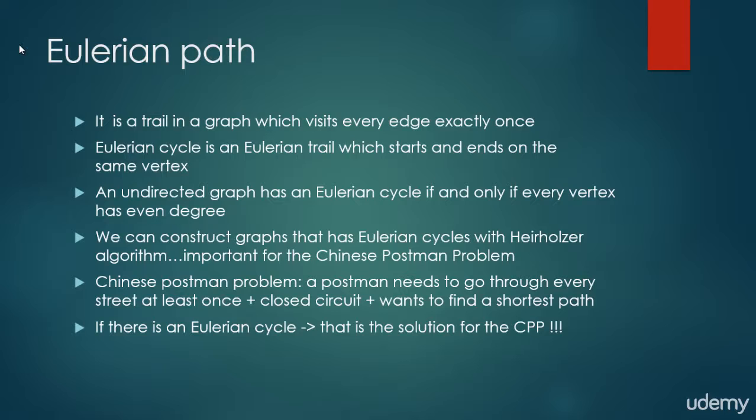So why is the Hamiltonian cycle important? Because we can reduce the traveling salesman problem to finding the Hamiltonian cycle. And why is it important to solve the Eulerian path? Because we can solve the Chinese postman problem. We can reduce the CPP to finding the Eulerian cycle. So that's all I was going to say about this topic. And in the next chapter, we are going to talk more, especially about the traveling salesman problem, because it has several applications in real life and optimization. Thanks for watching.